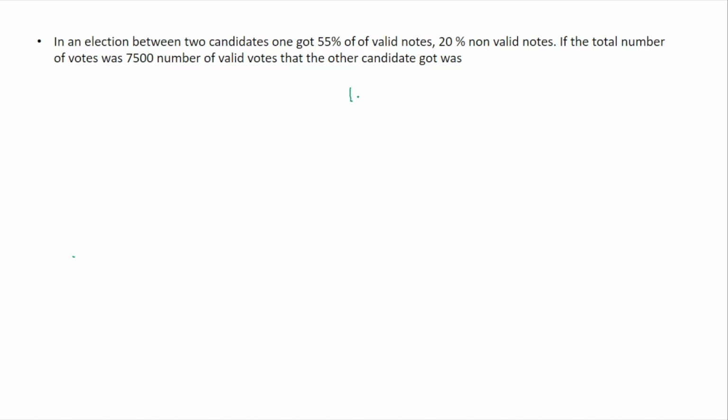In this type of question, you have to make a tree diagram. 100x is the total number of votes. Out of those total votes, 20% are invalid. So 20% means 20x are invalid. So how much are you left with? You are left with 80x. This 80x is the valid votes and its value is given, that is 7500. Out of this 80x, the winning candidate is getting 55%.